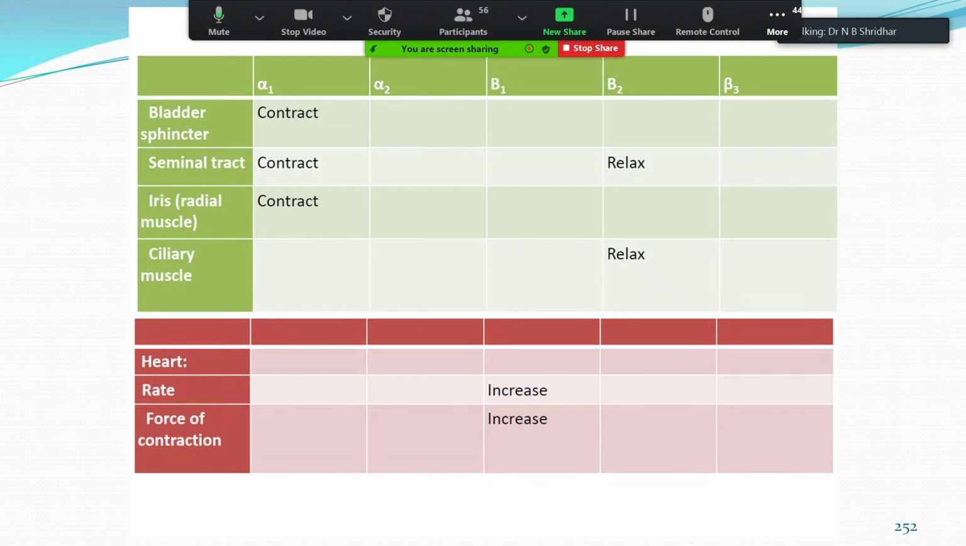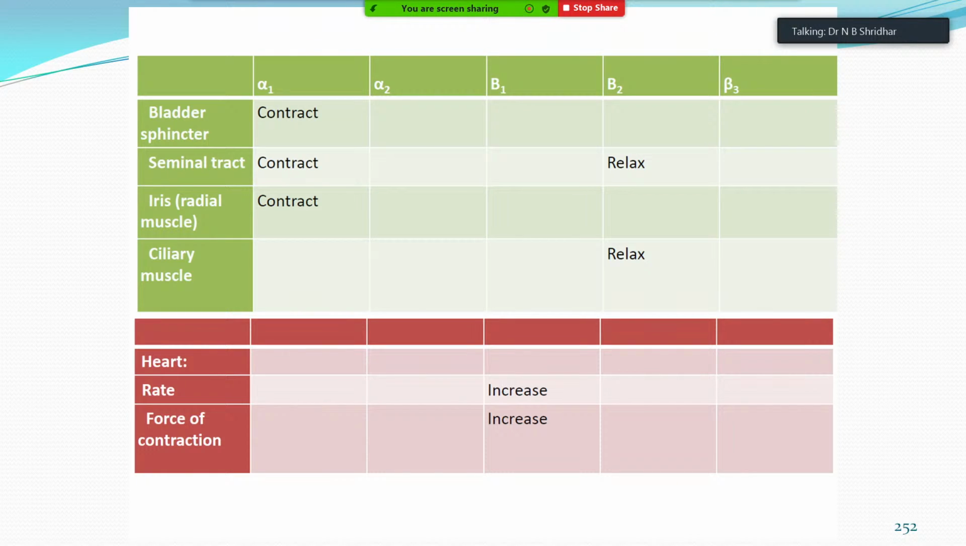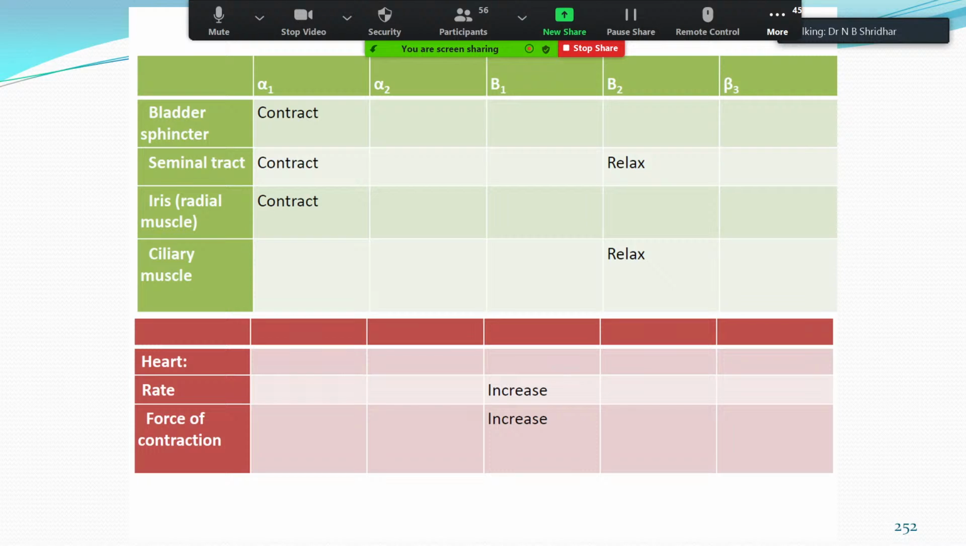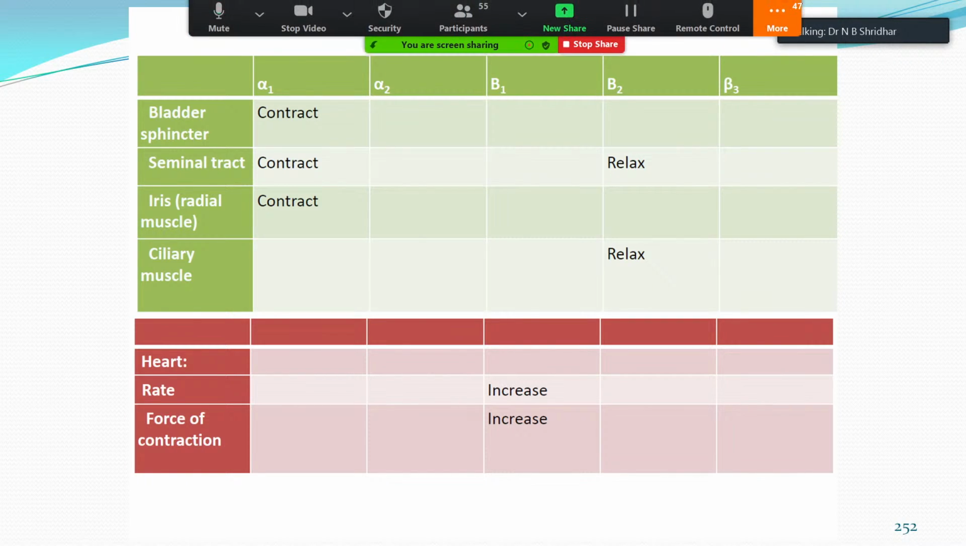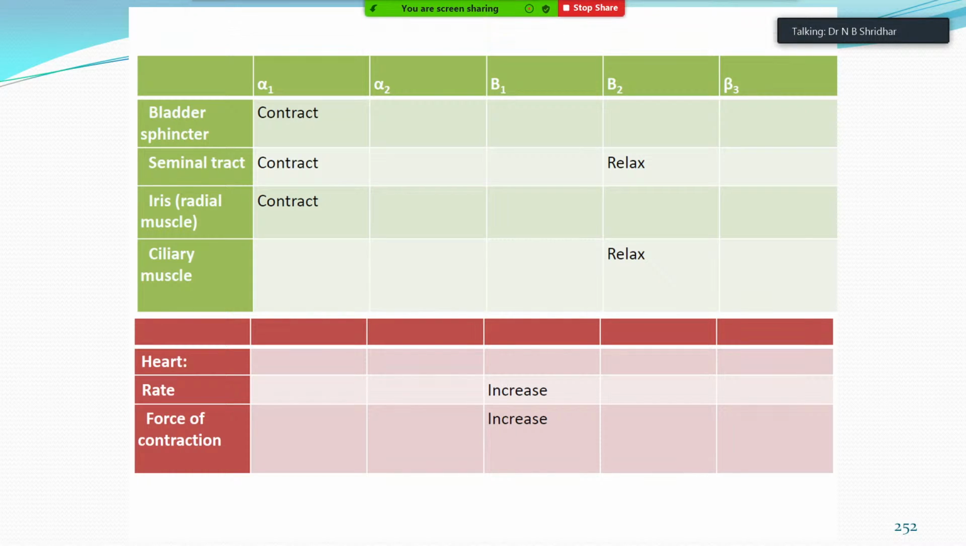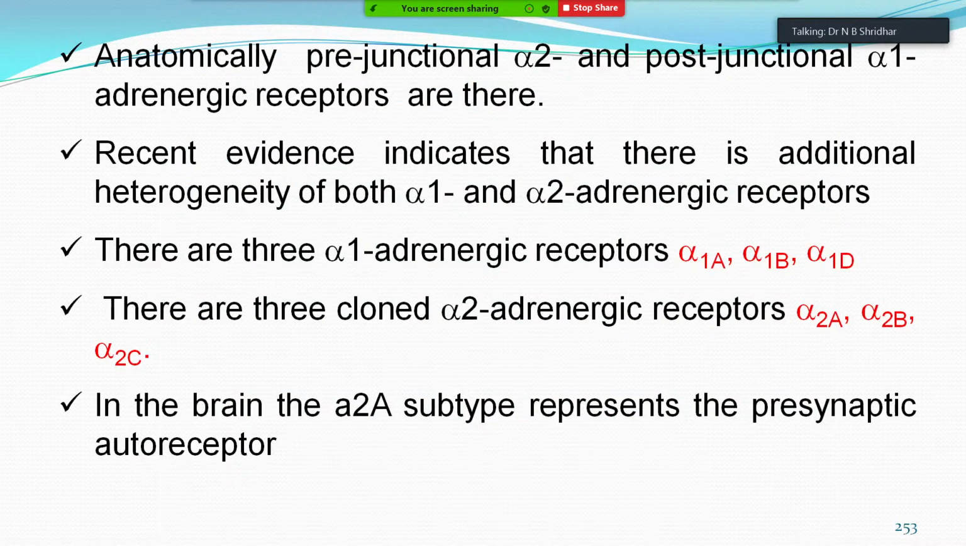In the bladder, alpha 1 causes contraction. Most of the smooth muscles, the alpha 1, except in the GI tract, where it relaxes. And whereas the beta 2, it's going to relax the seminal tract. And heart, most of the time, very specifically, it is going to increase the heart rate because beta 1 is very specific, whereas beta 2 is also present, but it's inhibitory in nature.